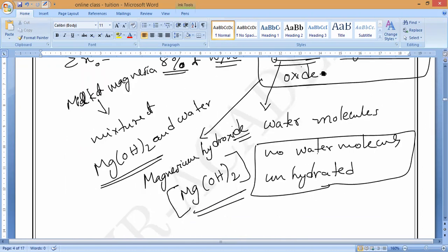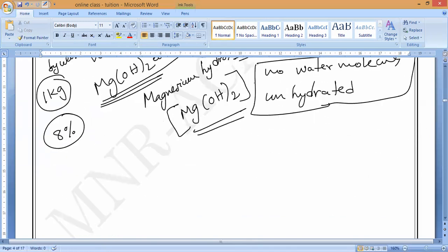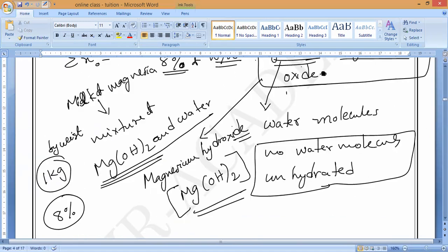So if you purchase milk of magnesia, suppose I take 1 kg of milk of magnesia by weight. In that 8%, who is present? Magnesium hydroxide, hydrated magnesium oxide. That is what it is. Do you understand, all of you? Note it down. Very, very important. Hydrated means water molecules are present. Unhydrated means no water molecules.